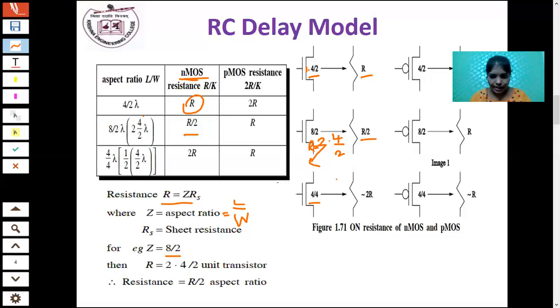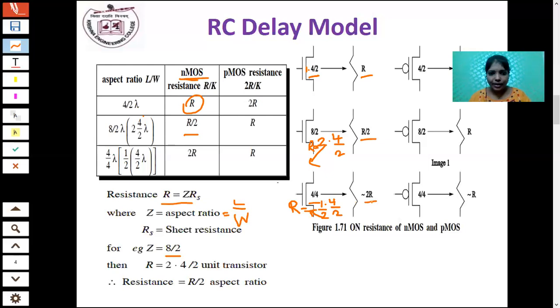Similarly, let us calculate further. If it is 4 by 4, you know that the unit sized transistor is 4 by 2. Here I am having 4 by 4, so I can factor it as 1 into 4 divided by 1 by 2. That means you multiply 1 by 2 into 4 by 2, and you get 4 by 4. Just cross multiply this 2 to the left hand side. You know that R is equal to aspect ratio into RS. My aspect ratio for the unit size is 4 by 2, and the remaining value is 1 by 2. Cross multiplying, you will get the resistance value of 2R.